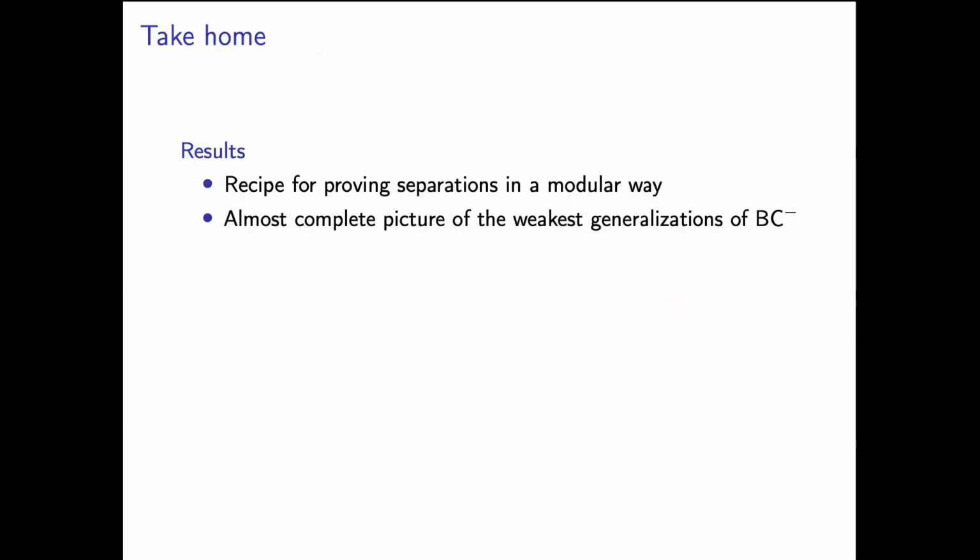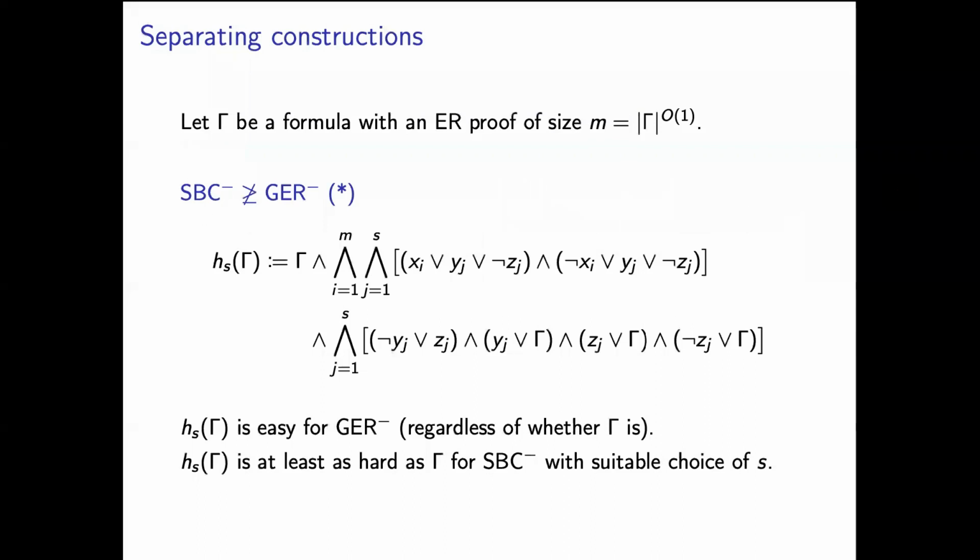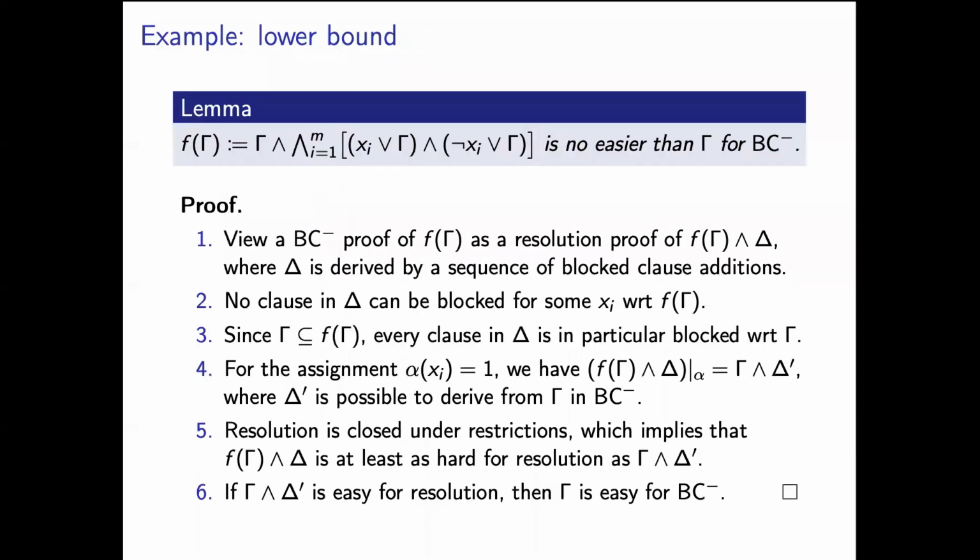So for the results, what's the take home? I have a recipe for proving separations in quite a modular way, where you can just take known results, even upper bounds and lower bounds, as black boxes and reduce the act of separating two systems to mere syntactic manipulations, followed by not too hard lower bound proofs. This also gives an almost complete picture of the weakest generalizations of BC. Like I mentioned, we don't have the separations from SBC unconditionally. That's why I had these asterisks here, because there is no unconditional lower bound known against SBC. So these are saying basically that unless SBC minus simulates ER, it doesn't simulate this system. So the results about SBC are conditional right now.